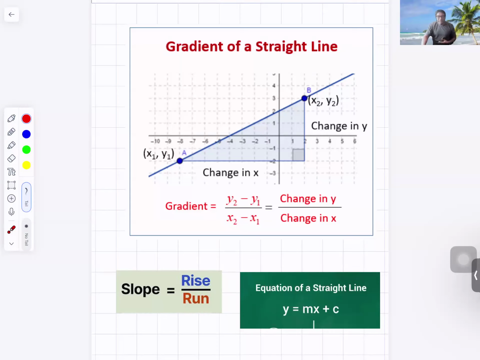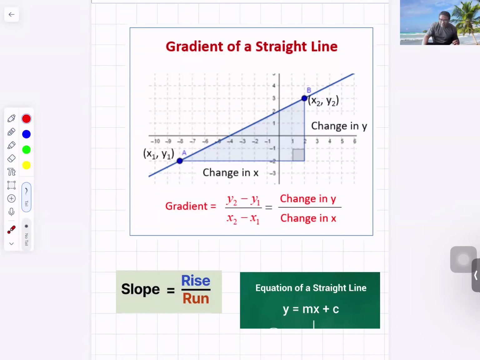For question number 9, these are some of the things that you need to know. The gradient of a straight line is given by the change in y divided by the change in x, or y2 minus y1 over x2 minus x1. Sometimes you may remember it as rise over run. The equation of a straight line is y equals mx plus c, and all you need to do is find m and find c, and you get your equation for your line.